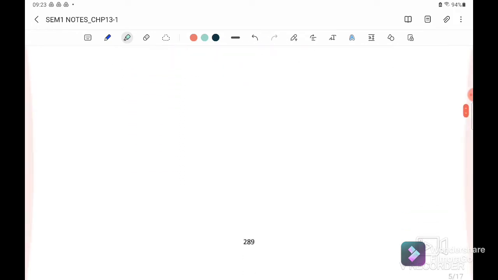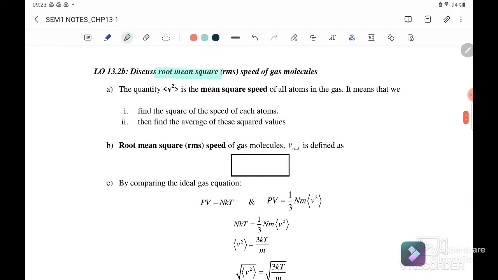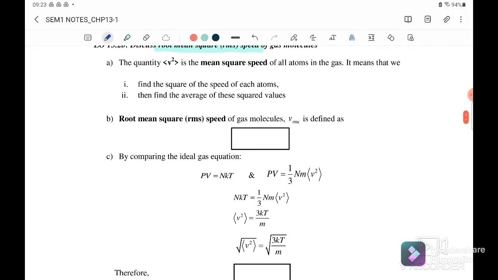Next we will go to VRMS, the root mean square speed. The quantity V square is the mean square speed of all atoms in the gas. It means that we find the square of the speed and then we find the average. As we know, the molecules of the gases will move randomly in different directions and also with different speeds, so we need to use VRMS to calculate the speed of the molecules of the gas. The equation is VRMS equals the square root of V square. So we must square first, then find the average, and only after that take the square root.